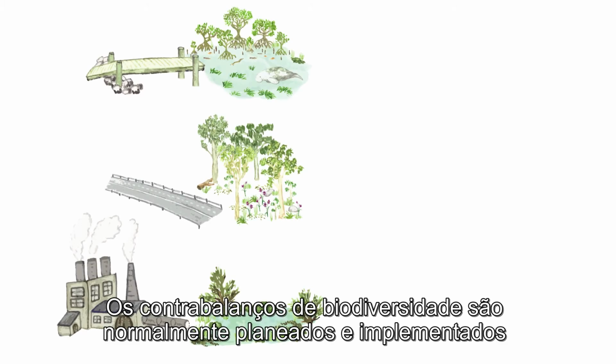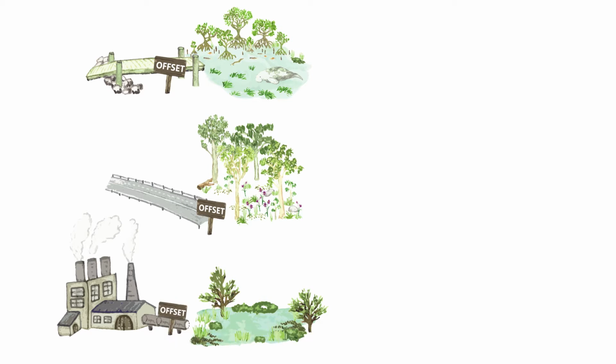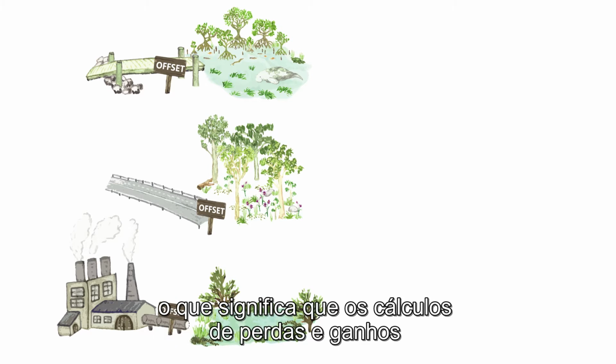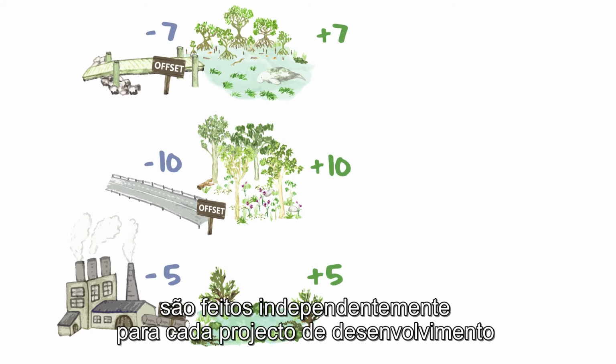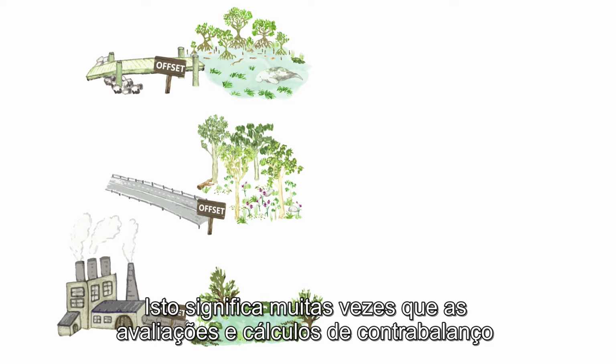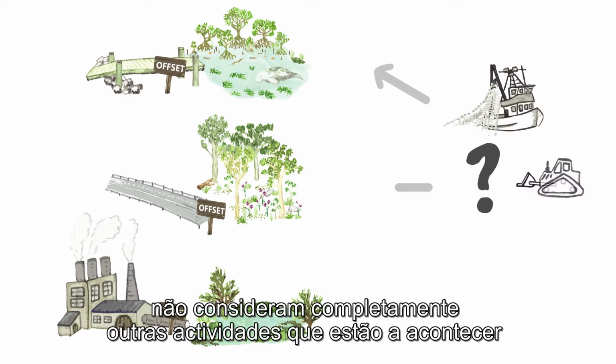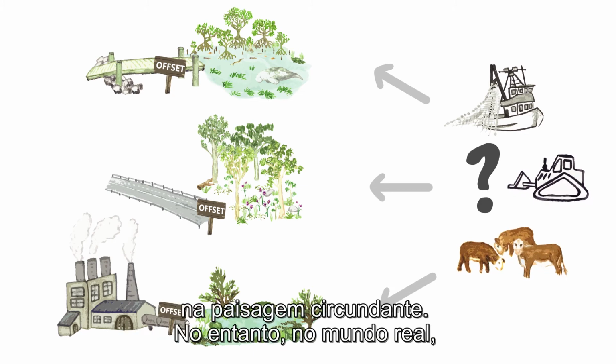Biodiversity offsets are typically planned and implemented on a project-by-project basis, meaning that the calculations of loss and gain are done independently for each development project and associated offset. And this can mean that offset assessments and calculations don't fully consider what else is happening in the surrounding landscape.